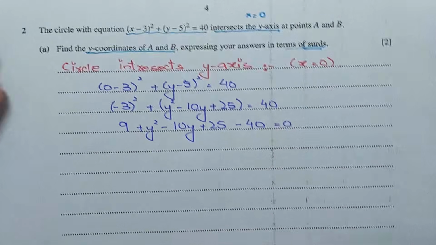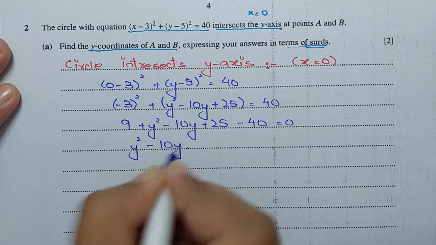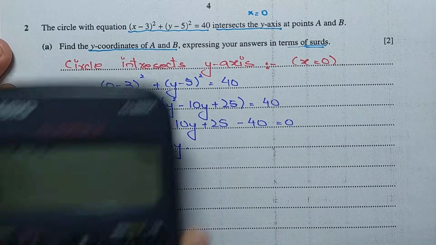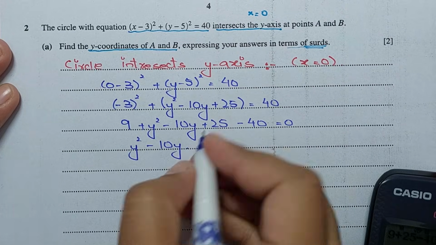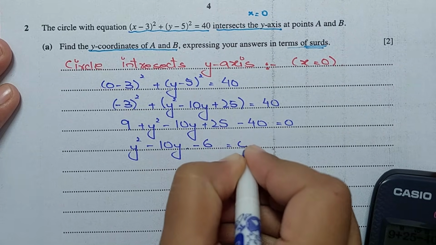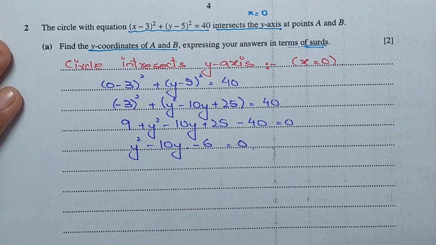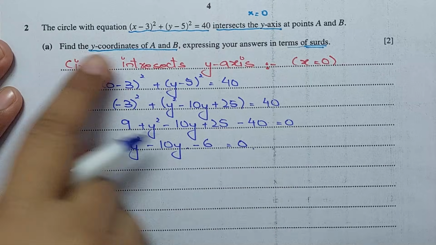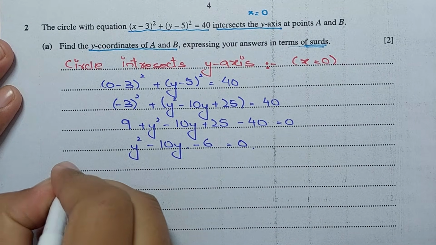Shift the 40 to the other side. This becomes y squared minus 10y, and 9 plus 25 minus 40 is negative 6. So y squared minus 10y minus 6 equals 0. I guess factorization is not possible here, and we need to express the y coordinate in surd form, so apply the quadratic formula.